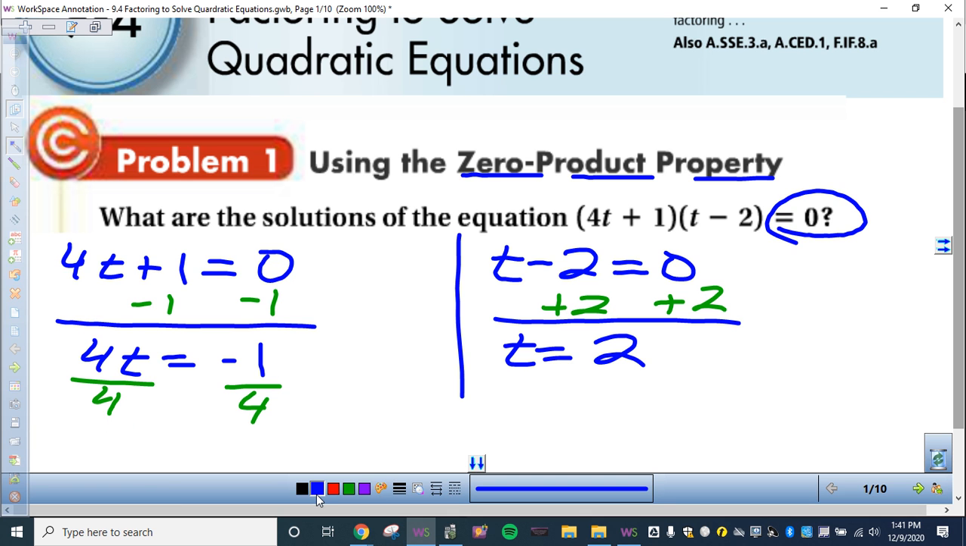Got to divide the 4 out, so we get t equals -1/4. So I'll give you a chance to write that down. I'm going to show you on the graphing calculator what this looks like, just because it's a nice built-in double check in case you have a graphing calculator. You can just put both these parentheses into the y equal and then double check where it actually crosses the x-axis.